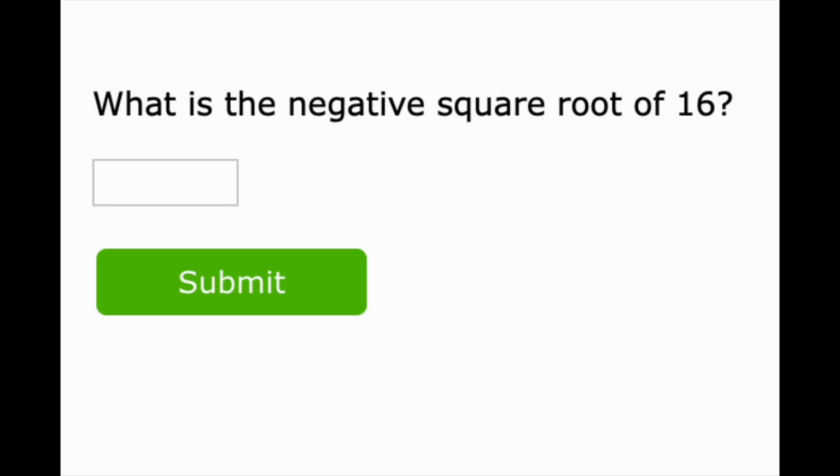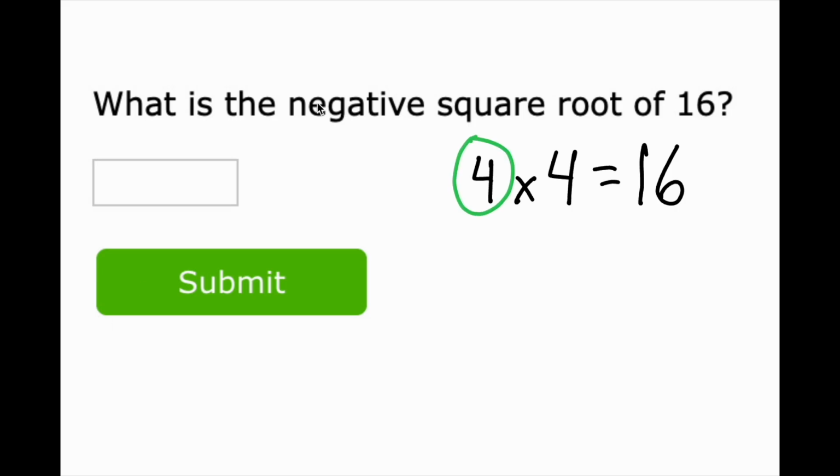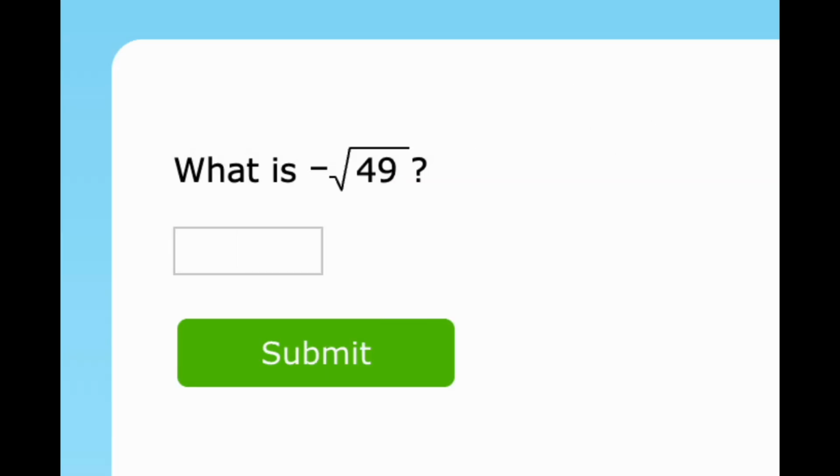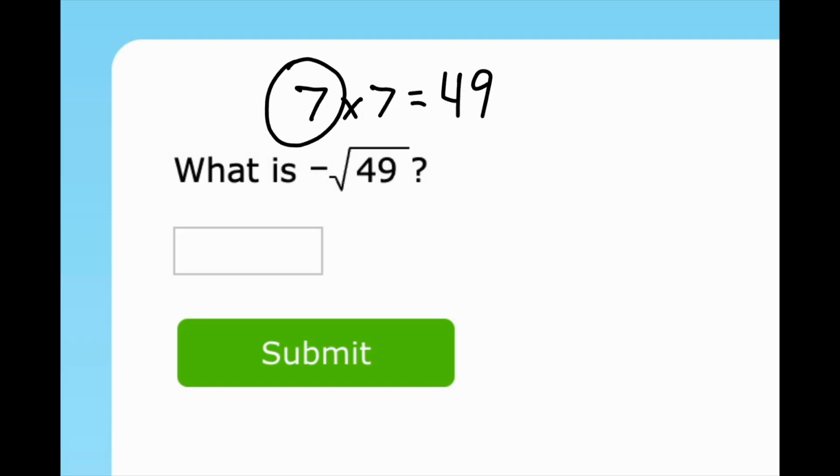Next, what is the negative square root of 16? Well, since I know 4 times 4 is 16, our answer is 4, but since it's asking for the negative square root, our answer is negative 4. Next, we have to find the positive square root of 121. Well, since 11 times 11 is 121, our answer is just positive 11. Next, what is the negative square root of 49? Well, since 7 times 7 is 49 and it's asking for the negative root, our answer is negative 7.